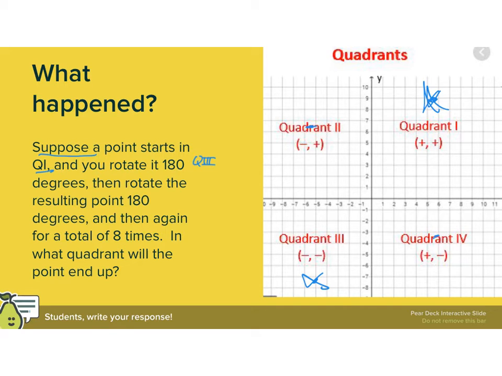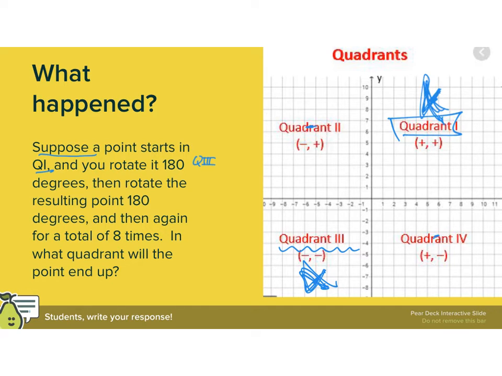So after a third one, it would be back here in quadrant 3. A fourth one, quadrant 1. Fifth one, sixth one, seventh one, eighth one. So all the even numbers, so if I rotate it 180 degrees 2 times, 4 times, 6 times, or 8 times, it'll be in quadrant 1. But if I rotated an odd number of 180 degree rotations, it would be in quadrant 3.